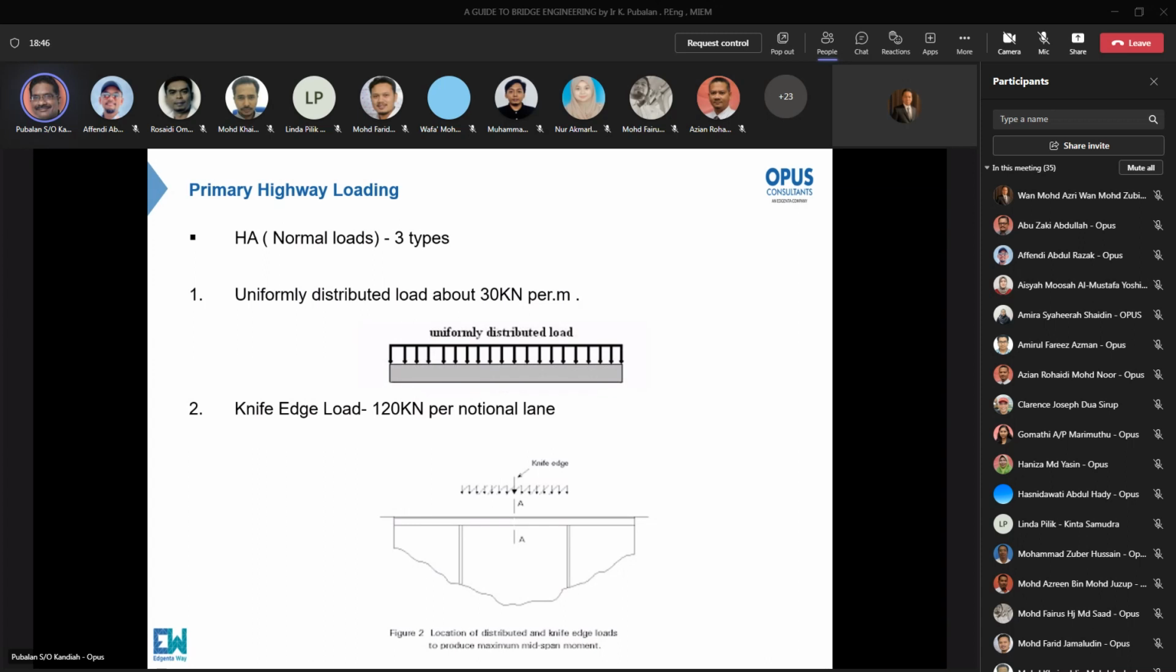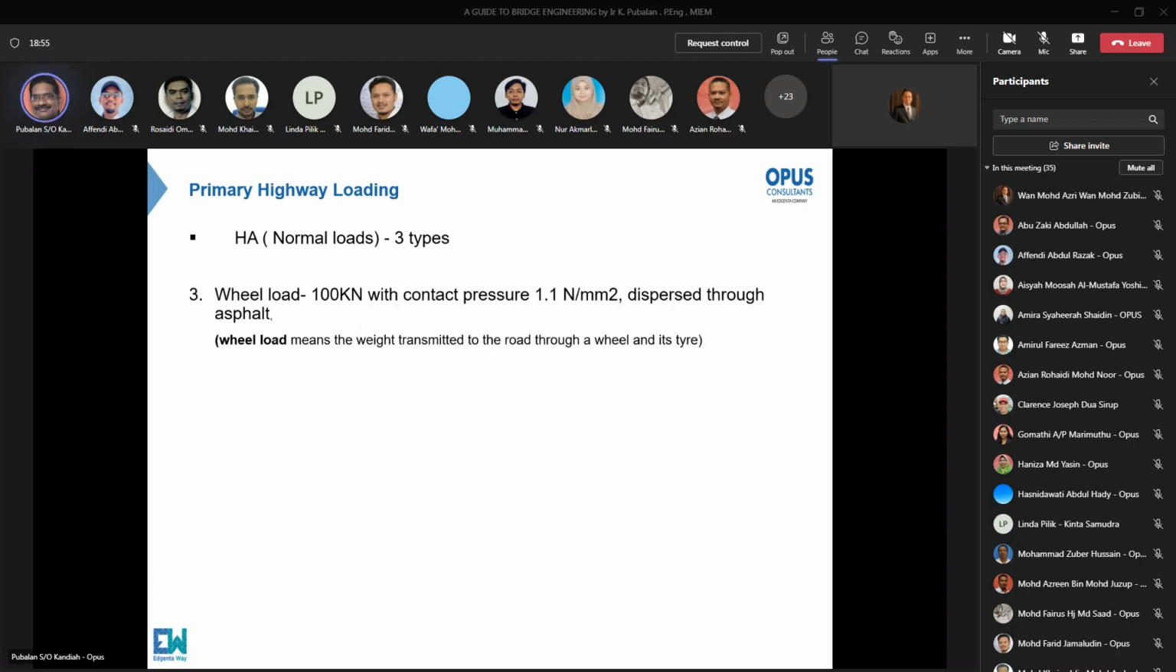Okay, notional lane means like 3.5. All right, so this is notional lane. This is for analysis. And you have wheel load. Wheel load is 100 kilonewton with contact pressure dispersed through asphalt. Okay, wheel load means the weight transmitted to the road through a wheel and its tire. Okay? So it doesn't differ much from the knife edge load. So we can just consider the knife edge load.